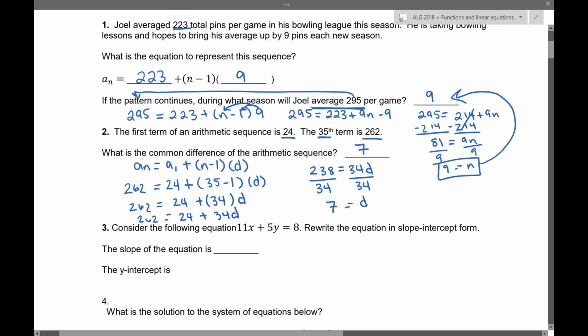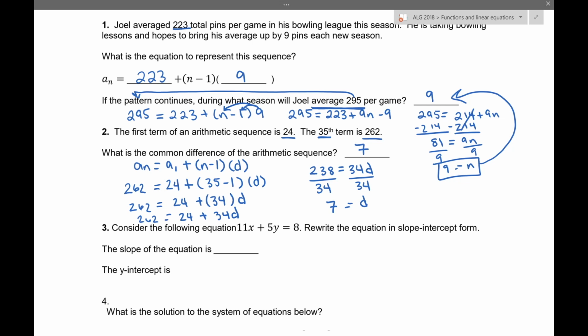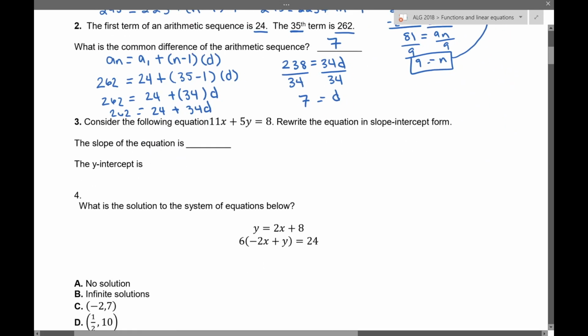So there is your answer. On your test, there's a simple question just like this. Do exactly what I just did. All right, let's move on to question 3.